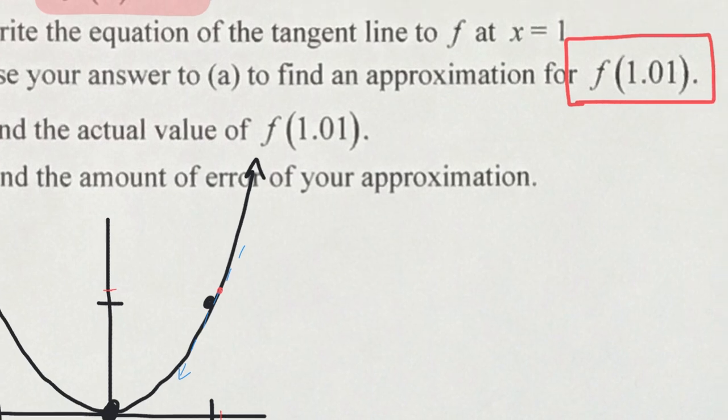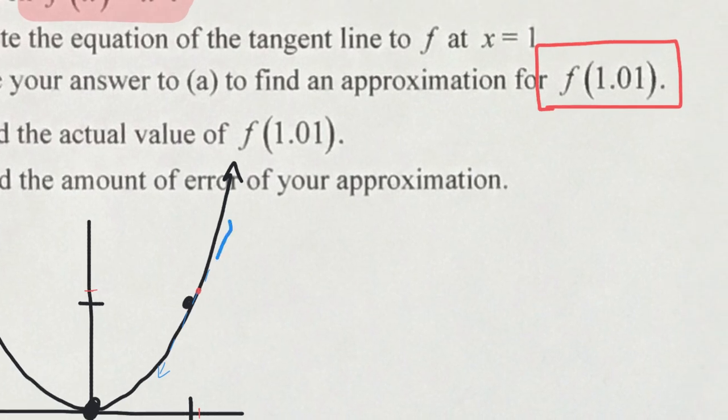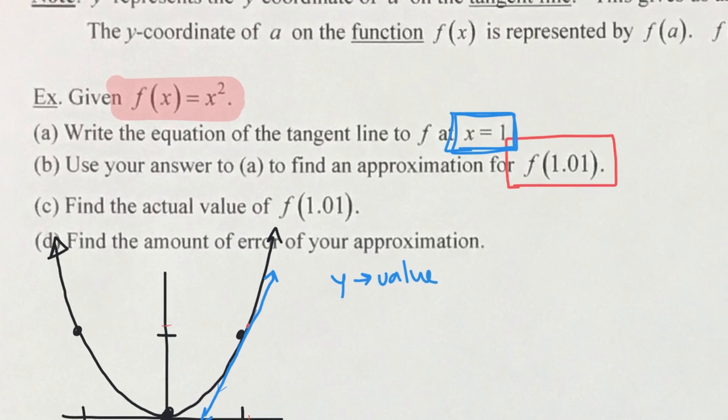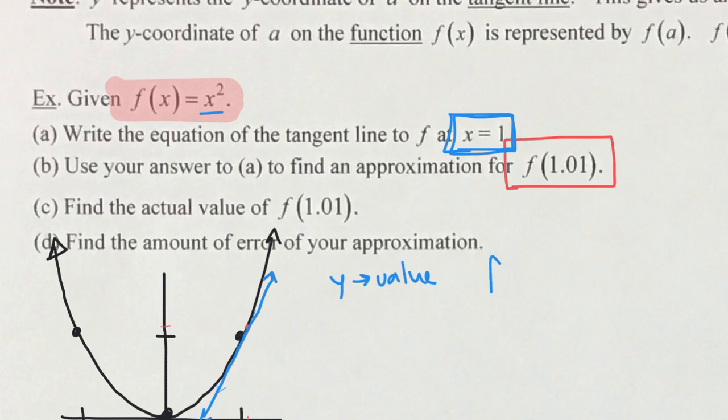Okay, so that's the setup for what we're going to do. First, we need to figure out the equation of this tangent line that passes through the point 1, 1. The first thing we need is the y value. If f of x is equal to x squared, then f of 1 is 1 squared, which is 1. Right, we have the point 1, 1.